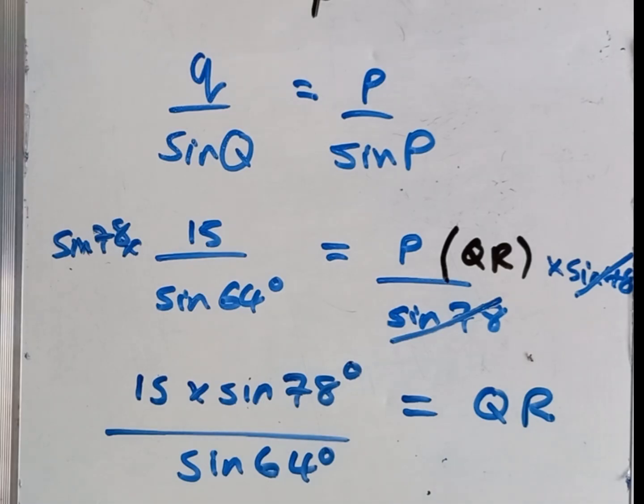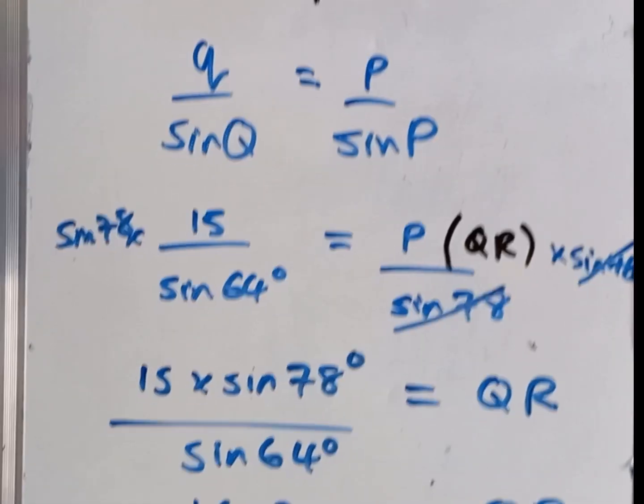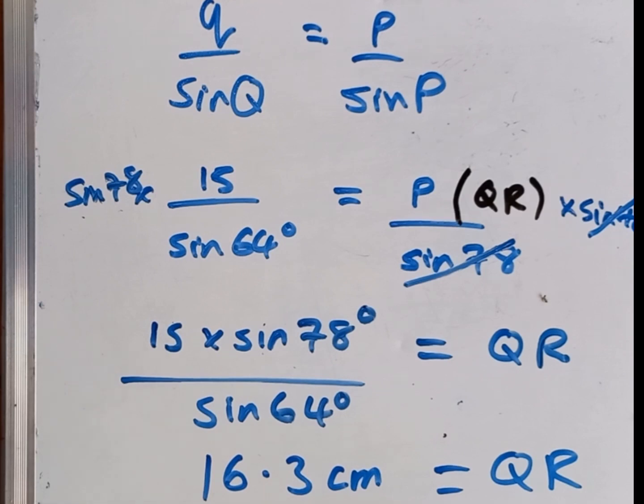So our answer is 16.32433378. I'm just going to round it to one decimal place, so it becomes 16.3. Remember, it's a side, so it's in centimeters, since our q was given in centimeters, which goes to our QR. So this is the value of our side p, or our side QR.